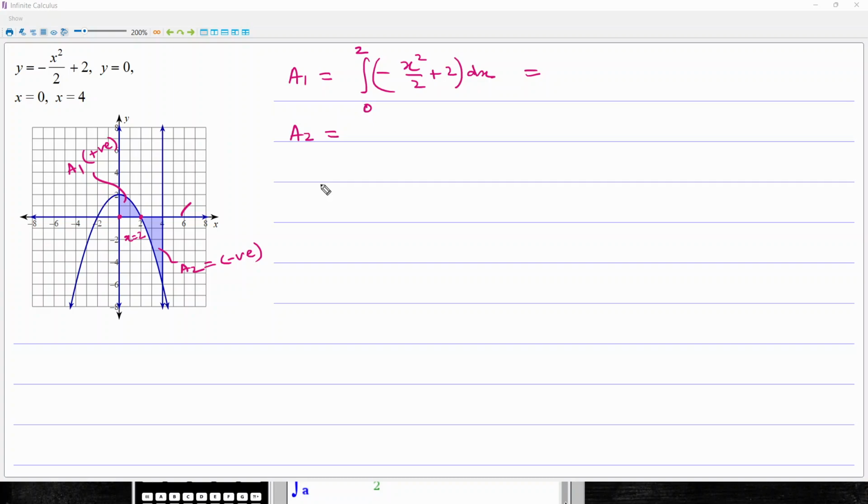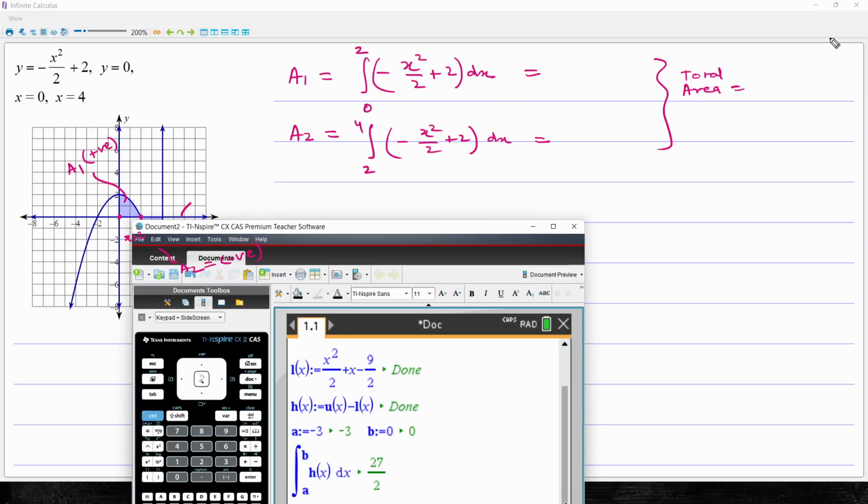So in the same way, we can find the area A2, and what we have to do is from 0 to 2, no, not 0 to 2, but 2 to 4 this time. And this will give us the two areas, and then we have to add them together to find the total area. Now let's use a CAS calculator to solve this efficiently.